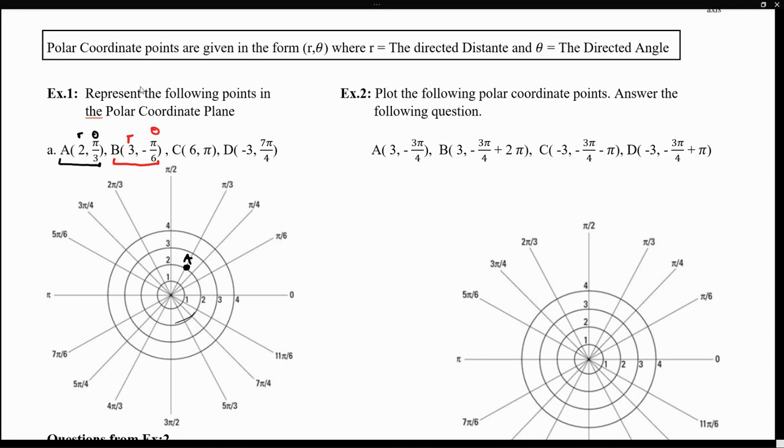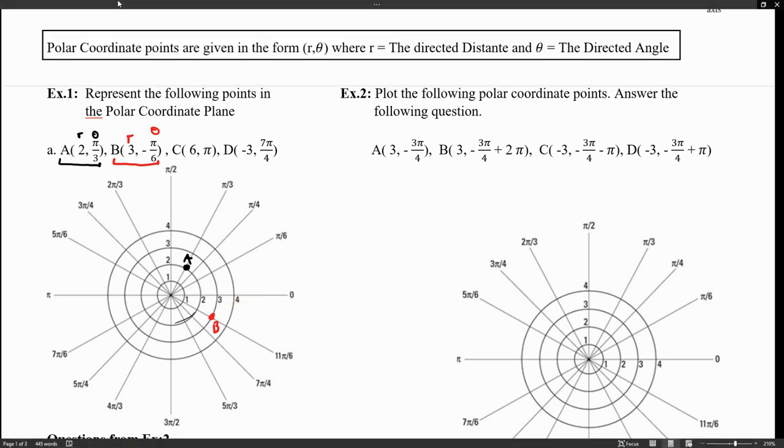But notice that all angles are not always positive. So remember that if we go counterclockwise, my angles are positive. And if we go clockwise, my angles are negative. So pi over 6 is about 30 degrees. So we're going to take a look at a circle that is 1, 2, 3 units away and also has a negative pi over 6 angular distance from the origin. So now this is where my location for B is going to be located.